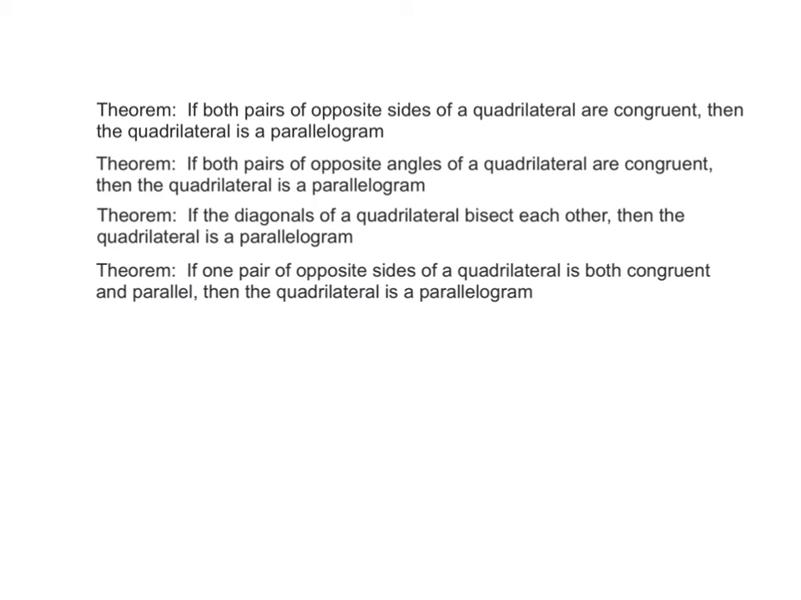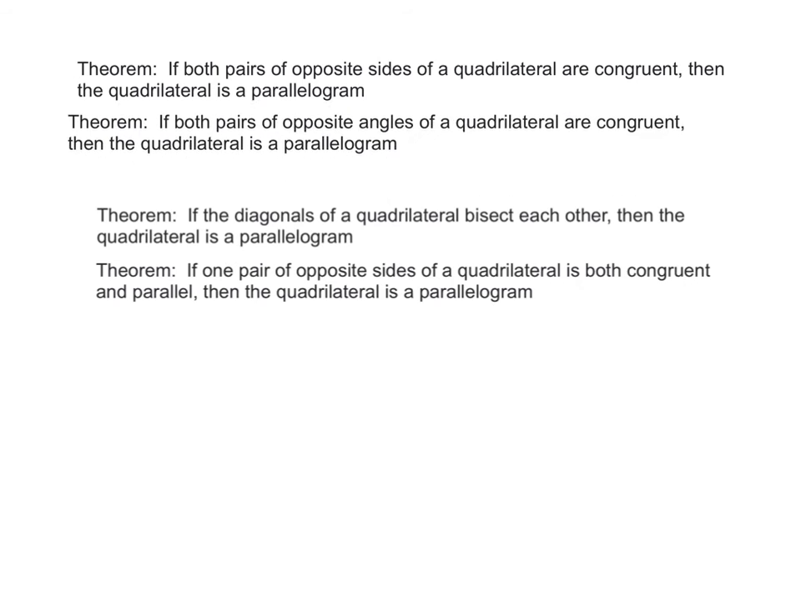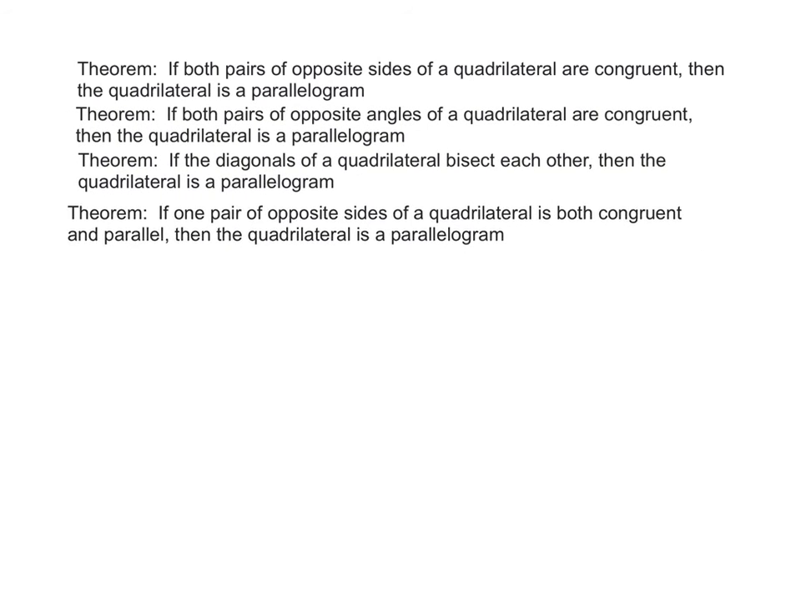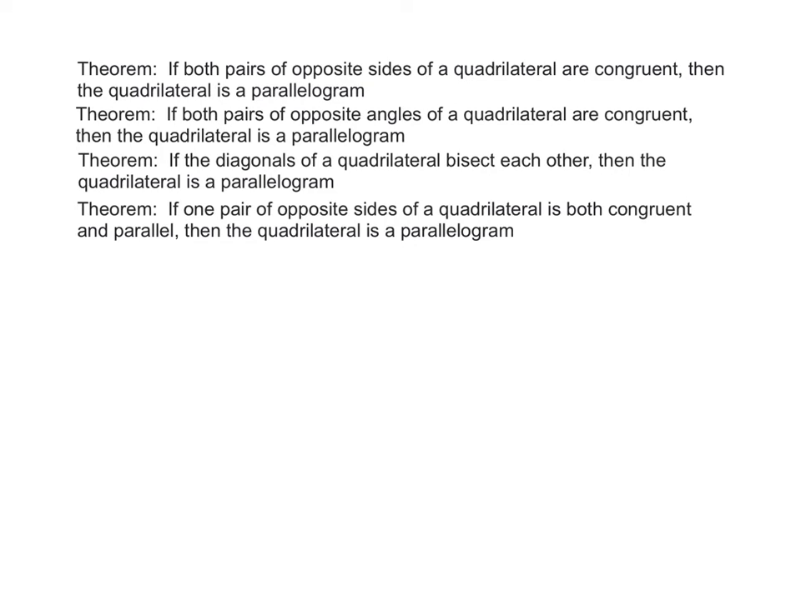Alright, here's some more. Again, probably a good idea to go ahead and hit pause and write some of these down. We're pretty heavy on theorems early on in the first couple lessons that we do. So let's look at the first one. It says if both pairs of opposite sides of a quadrilateral are congruent, then it's a parallelogram. So what if I don't know it's a parallelogram? What if I just know that it is a quadrilateral and that opposite sides are congruent?